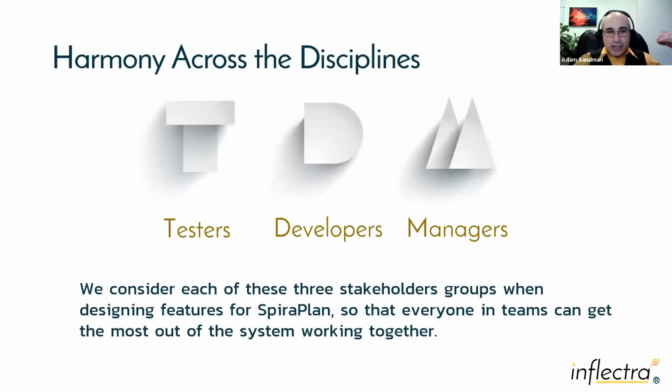Just to touch on each one quickly, across disciplines means we're looking at different disciplines when we build the functionality. When you see SpiraPlan, you'll see it's got functionality for testers, for developers, for managers, and beyond that, BAs, requirements people. It's got functionality for risk managers, PMOs, program managers, portfolio managers, directors of IT. It allows the system to scale at those different levels and ensure that all those different user groups and communities have the information they need to make good decisions.